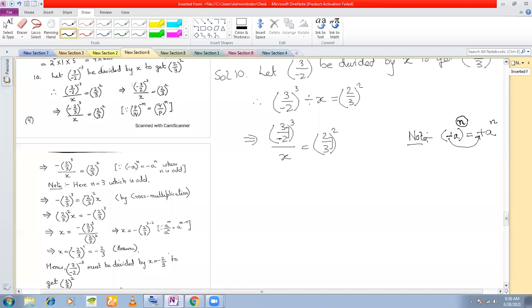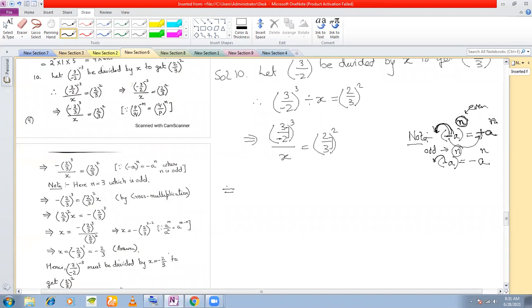That means you can take this minus sign outside the bracket. If the power is even, you take the sign outside and write it as a plus sign and write a to the power of n. If, however, this is an odd power, then what do you do? What did I tell you? You take this minus sign out and you write minus a to the power of n.